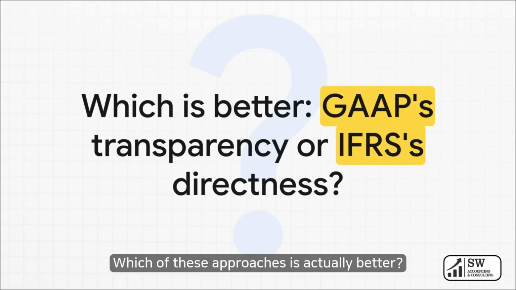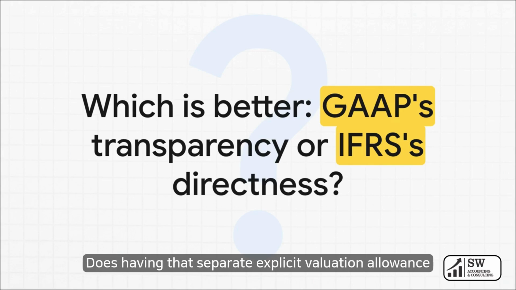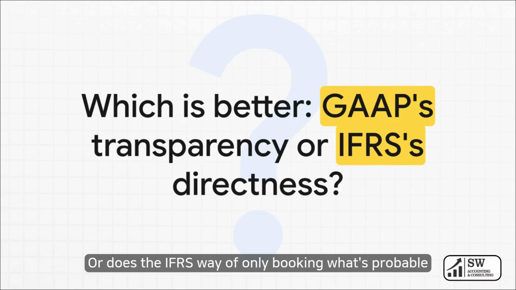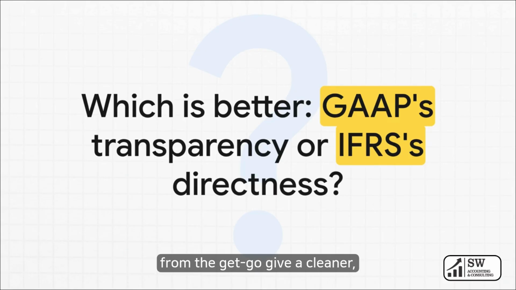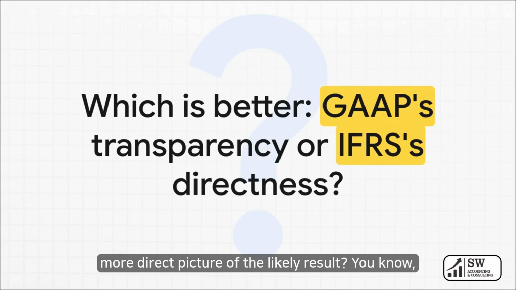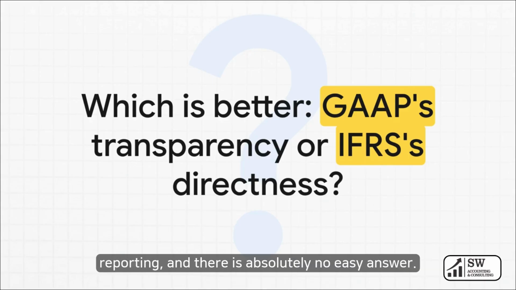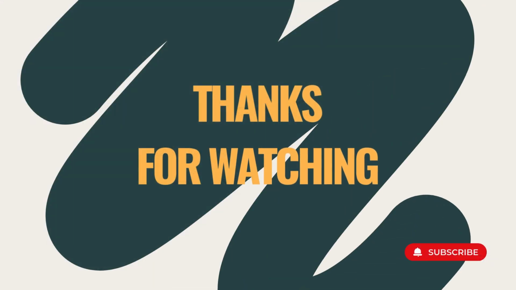And so I want to leave you with this final thought to chew on. Which of these approaches is actually better? Does having that separate, explicit valuation allowance under US GAAP give investors a more transparent window into management's thinking? Or does the IFRS way of only booking what's probable from the get-go give a cleaner, more direct picture of the likely result? It's a fundamental question about the whole philosophy of financial reporting, and there is absolutely no easy answer.